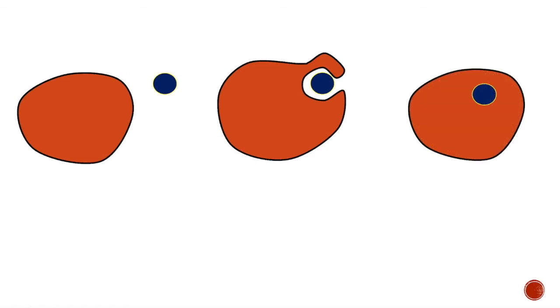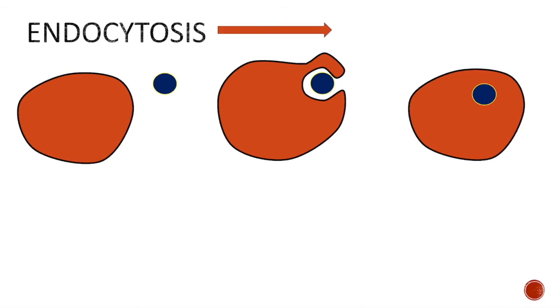We described it last lesson with the fluid mosaic model. It's able to bend around that and kind of engulf it until it actually wraps it around completely until it's inside the cell. When we're going in this direction and taking something in, it's called endocytosis. You can think of endo kind of like into. It's taking something into the cell.